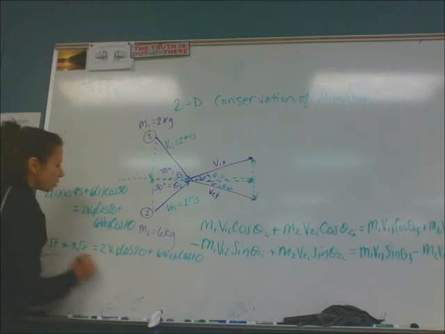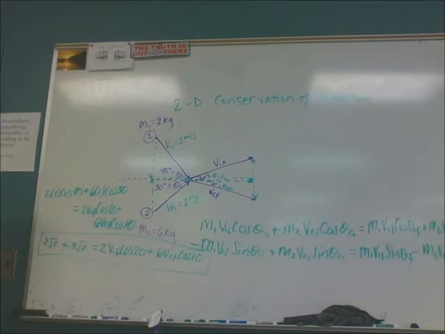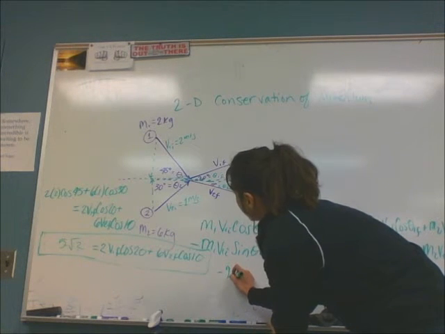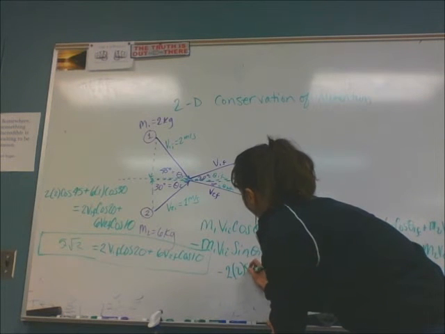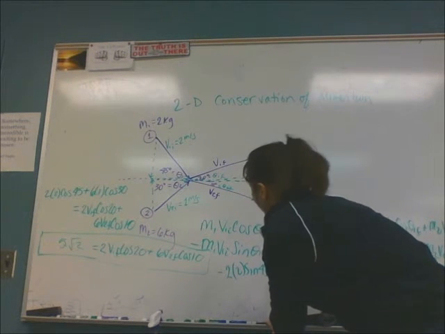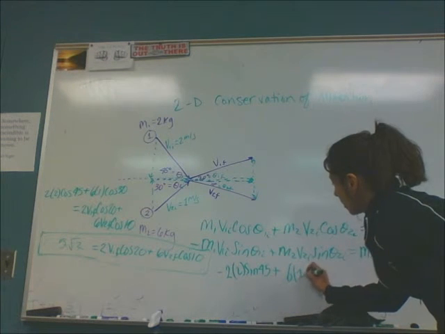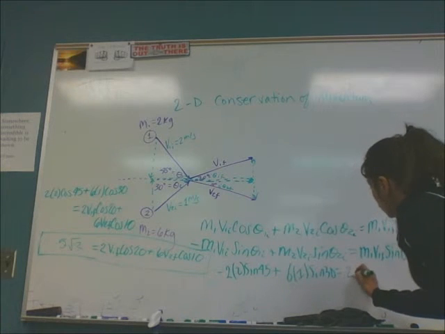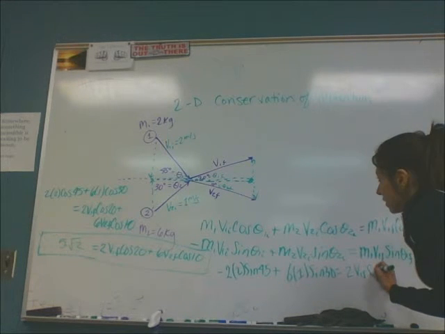Now let's do the same thing for this equation over here. So what we get is, for the y equation, negative 2 times 2 times sine of 45 plus 6 times 1 times sine of 30 equals 2 times v1f times sine of 20, 6 times v2f times sine of 20. Now, same thing here, sine of 45 is square root of 2 over 2, so we get negative 2 square root of 2 plus.